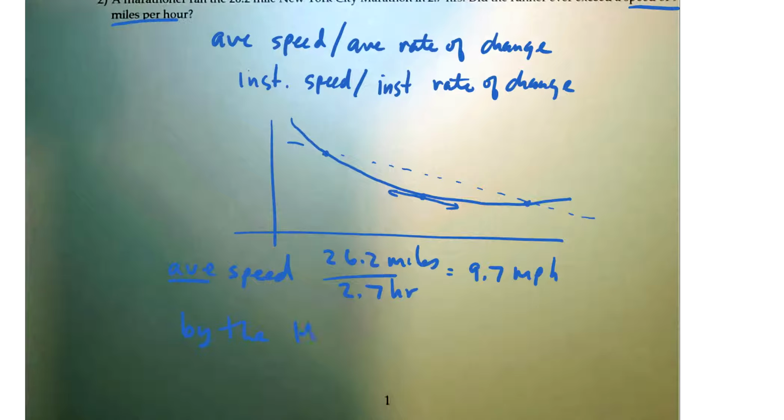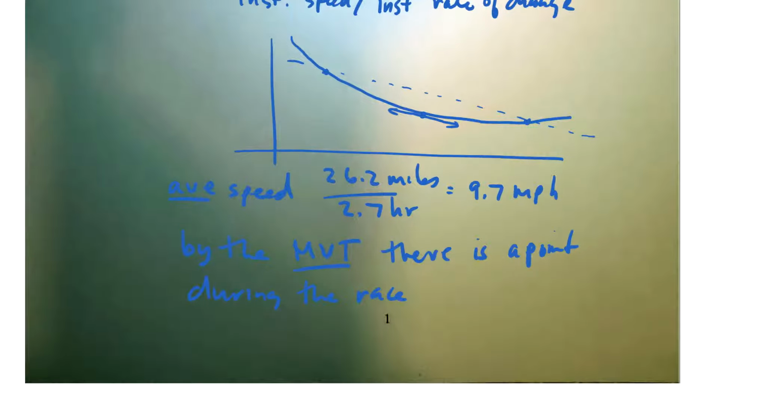By the mean value theorem, we have to state it by name if we're going to use it. By the mean value theorem, there is a point during the race at which the runner ran 9.7 miles per hour.